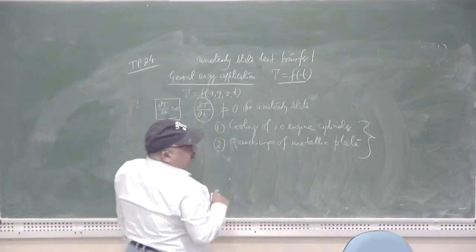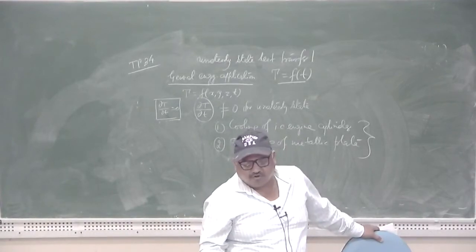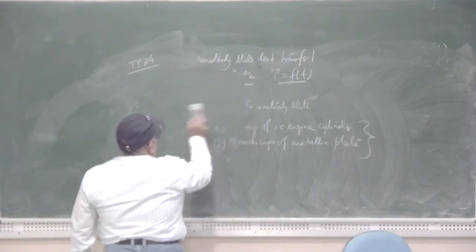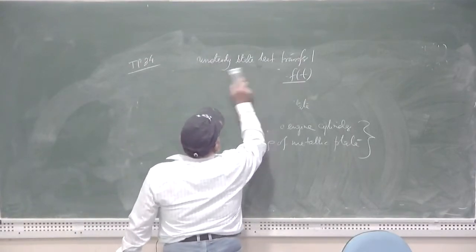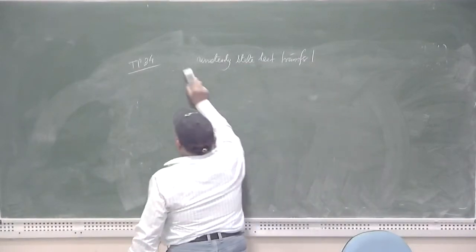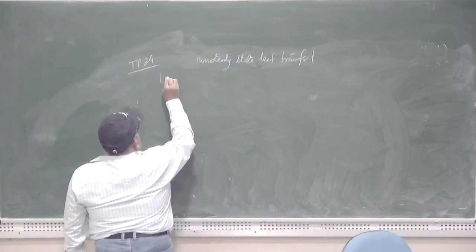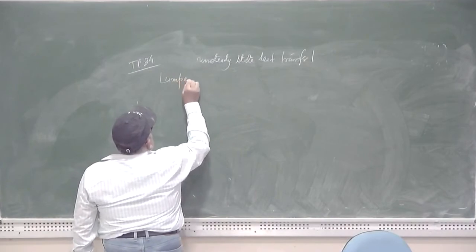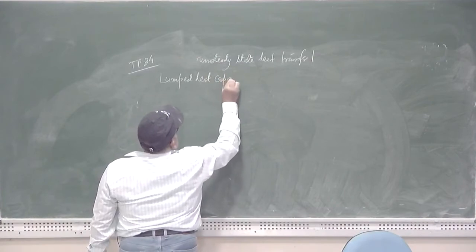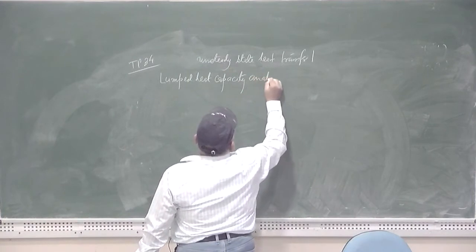So the first and foremost thing in unsteady state heat transfer is the lumped heat capacity analysis according to your syllabus. So let us try to visualize what this lumped heat capacity analysis is. The first thing that we have to go through in this chapter is the lumped heat capacity analysis.